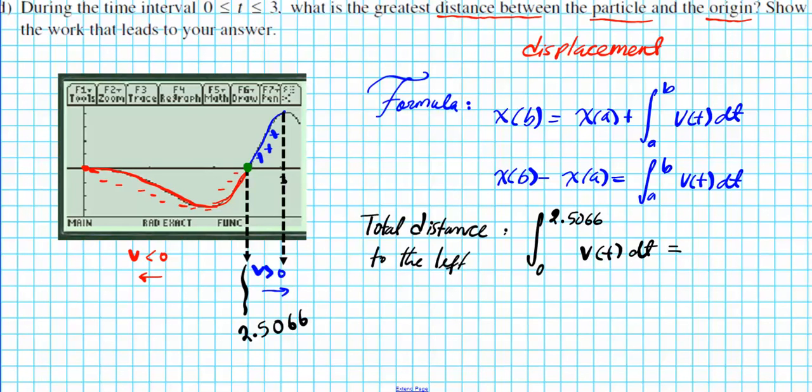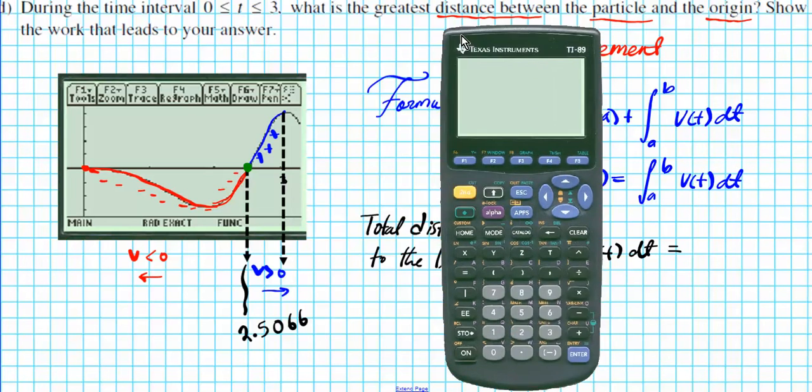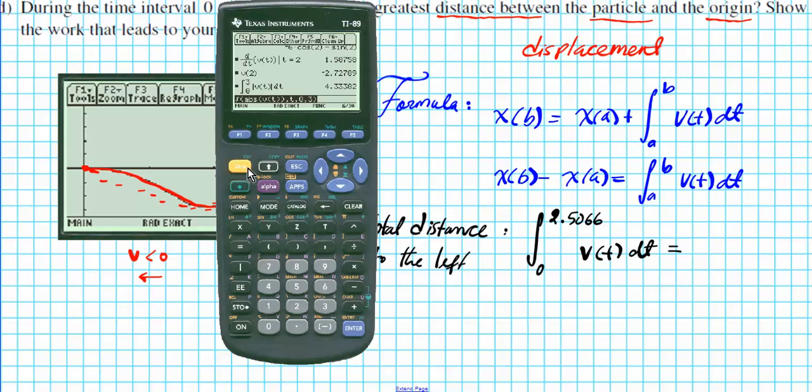Okay, so let's enter this into our calculator. We're going to do the integral of our velocity function. Call this up, d of t. Independent variable was t, lower bound is 0, upper bound is 2.5. Well, you know what I can do? Let me call up the other answer just for accuracy purposes. Is it somewhere there? No, I don't have it.